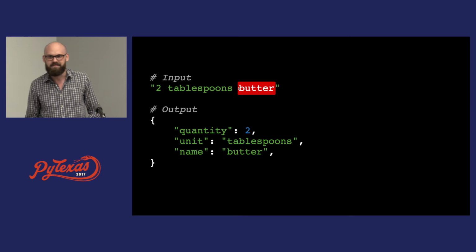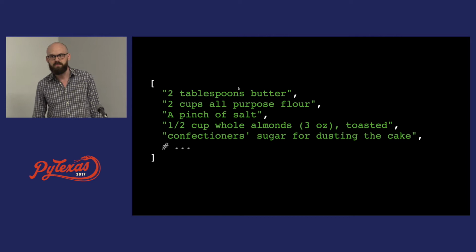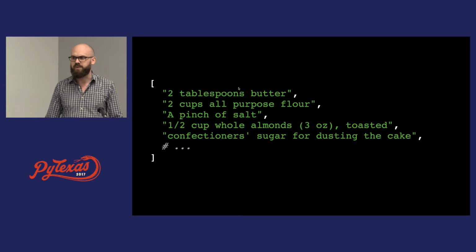And then I looked at more recipes and more recipes and more recipes. And I moved from white space splitting to regular expressions, and from regular expressions to parsing libraries, and from parsing libraries to tokenizing libraries. And I eventually realized I just can't do this with conventional programming. And that's when I reached for machine learning. The killer feature of machine learning, the thing that I needed here, is a property called generalization.